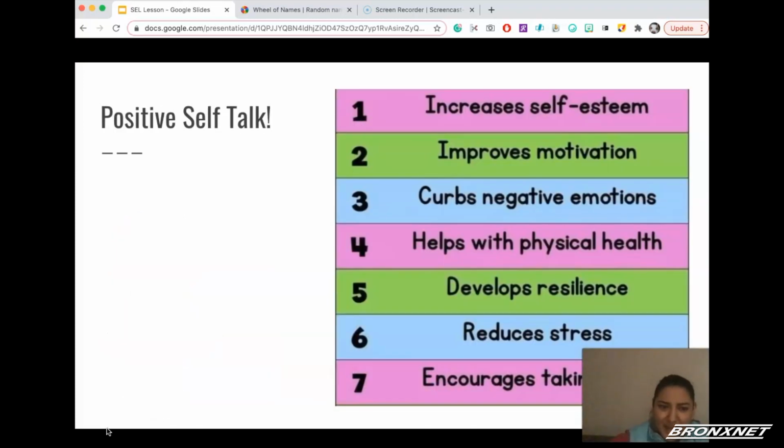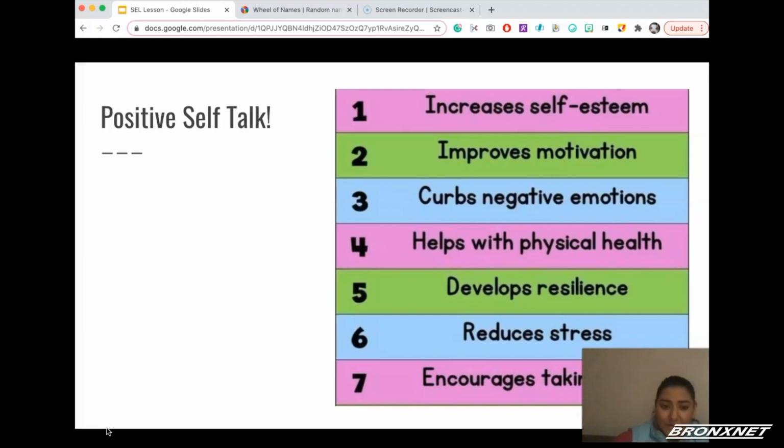What is that? Boys and girls, at this moment, if you don't have your parent or guardian with you, tell them, hey, can you come over here? I want to show you something. Or hey, come check this out. Come check what Miss Velez is saying. Parents, I'm going to direct you now. Positive self-talk, the strategies that I'm about to show the child will help them increase self-esteem, improve motivation, curb negative emotion, help with their physical and mental state, reduce stress, and encourage taking risks.